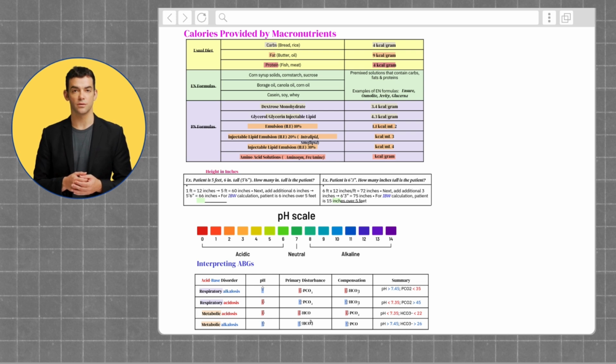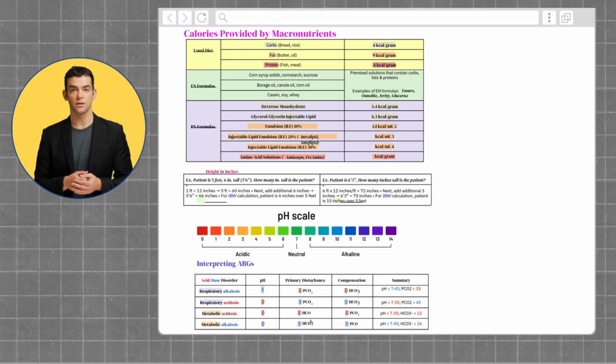Proteins also provide 4 calories per gram. Fats are the most calorie-dense, providing 9 calories per gram. And don't forget about alcohol, which isn't a macronutrient but is often tested. It provides 7 calories per gram.